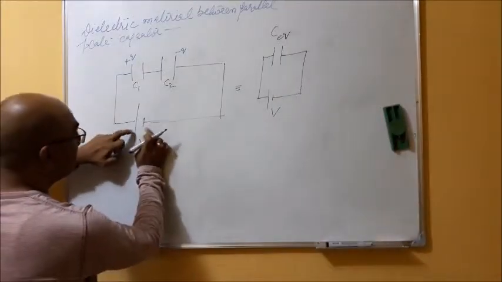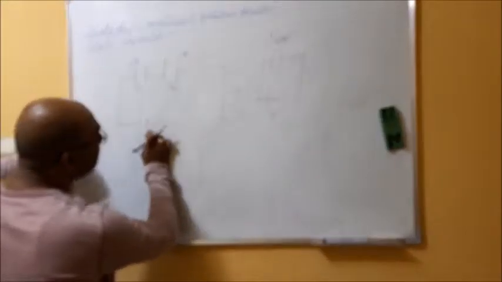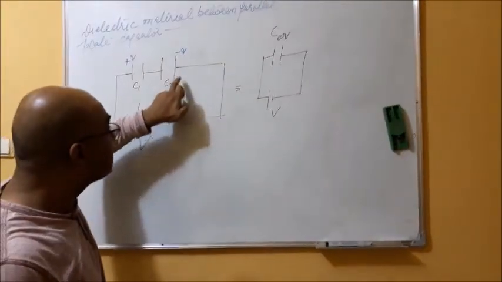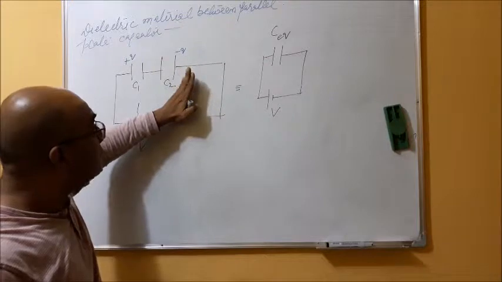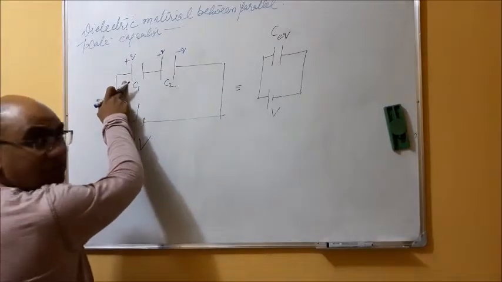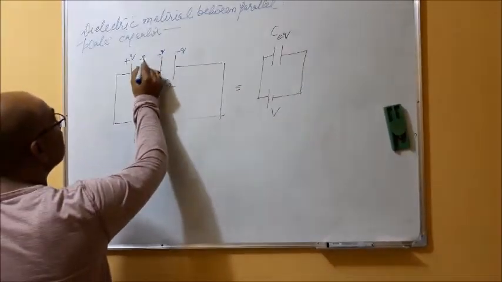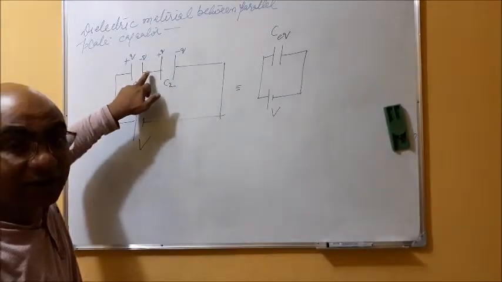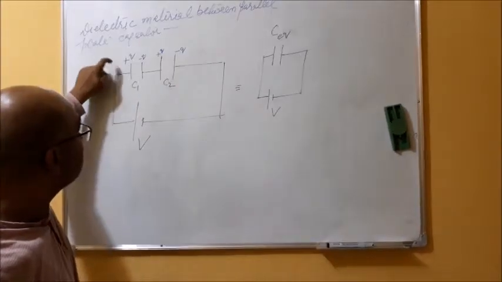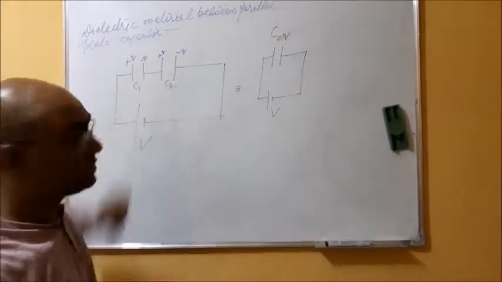From here, the plus Q charge will move in this direction, minus Q charge will move in this direction, right? If this plate has minus Q charge, an equal and opposite charge will appear on this plate, plus Q. Similarly, if this has plus Q charge, this has minus Q charge. You see, this plus Q and minus Q will cancel out with each other, and the charge on this plate is plus Q, the charge on this plate is minus Q.